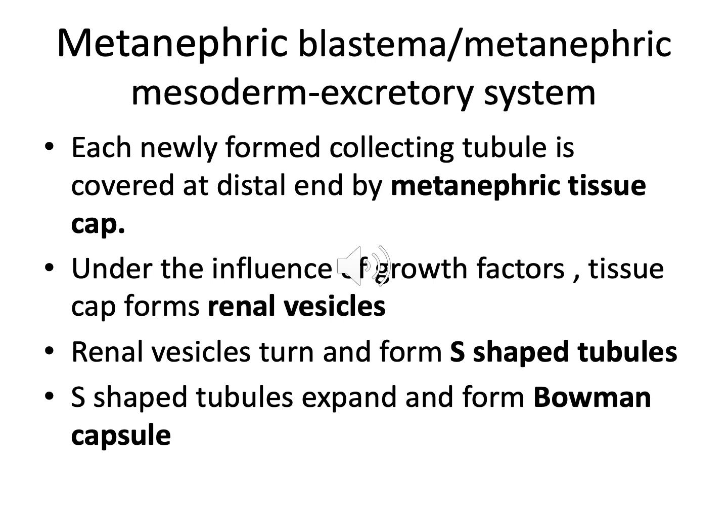The excretory system of the kidney is developed from the metanephric blastema or metanephric mesoderm. Each newly formed collecting tubule is covered at the distal end by a metanephric tissue cap. Under the influence of some growth factors, this metanephric tissue cap forms renal vesicles. These renal vesicles then turn and form S-shaped tubules, and these tubules expand and form the Bowman capsule.